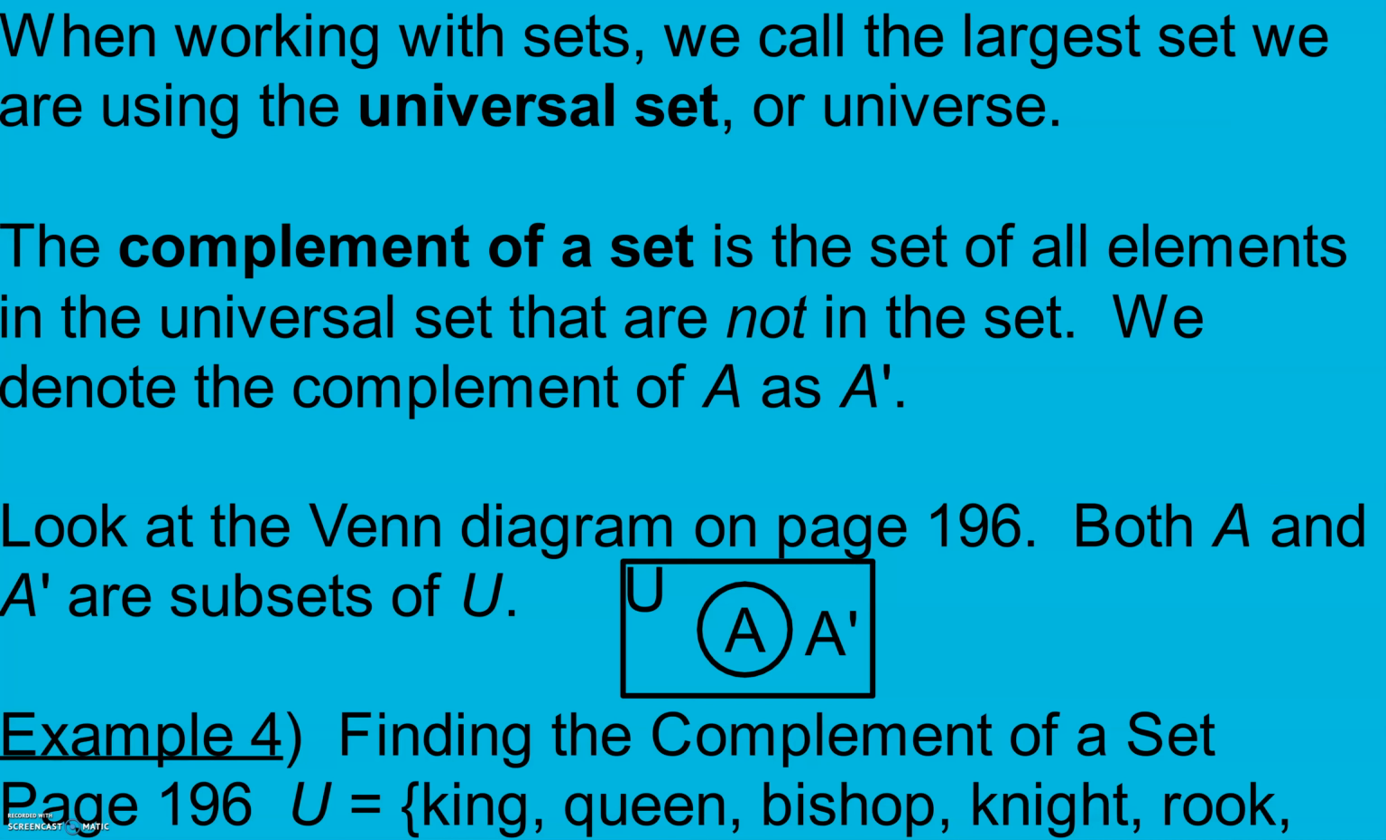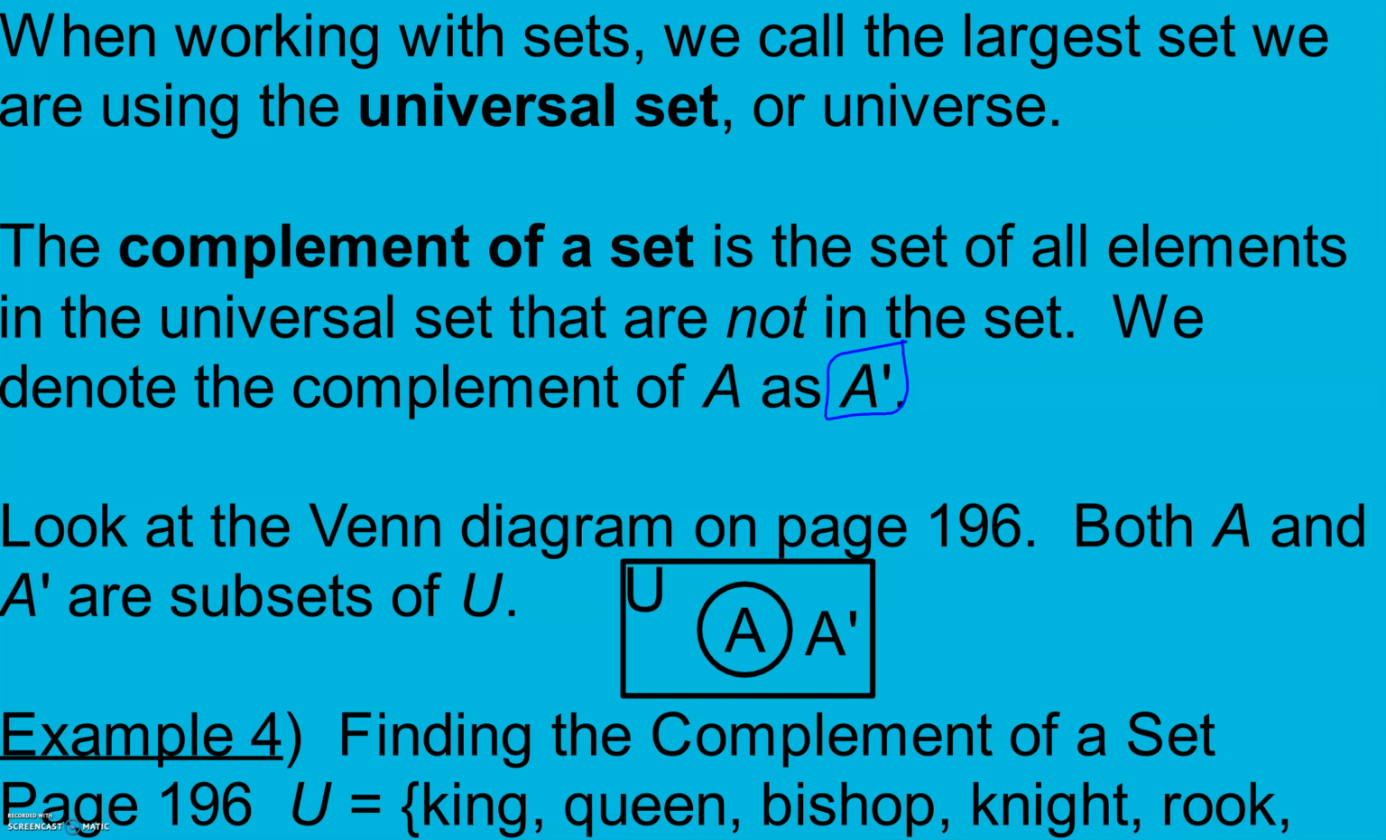Continuing on in section 3.5, when working with sets, we call the largest set we are using the universal set or a universe. The complement of a set is the set of all elements in the universal set that are not in the set. We denote the complement of A as A prime here, A with a little tick mark.